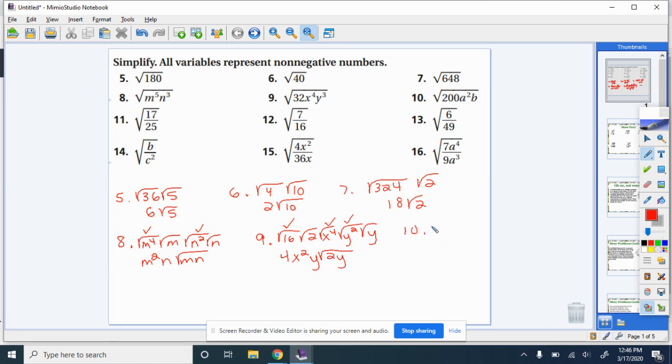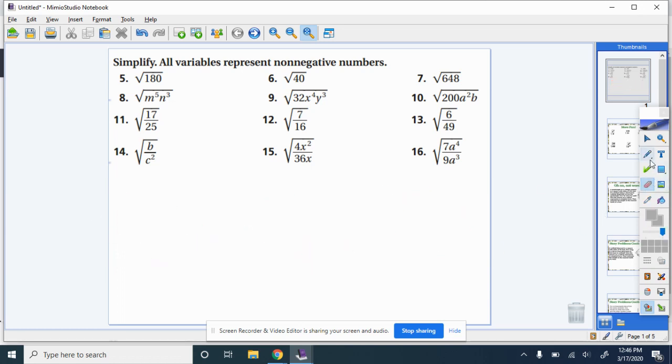For 10, you can break up 200 into root 100 and root 2. And you know the square root of a squared, and you're just left with root b. So the square root of 100 is 10. The square root of a squared is a, which leaves you with root 2b.